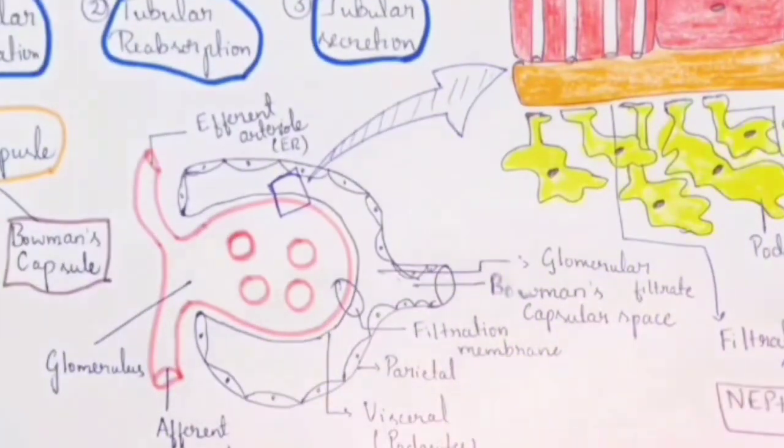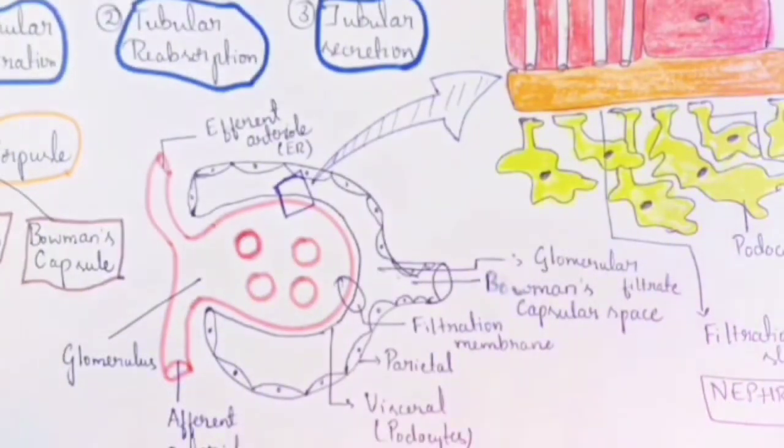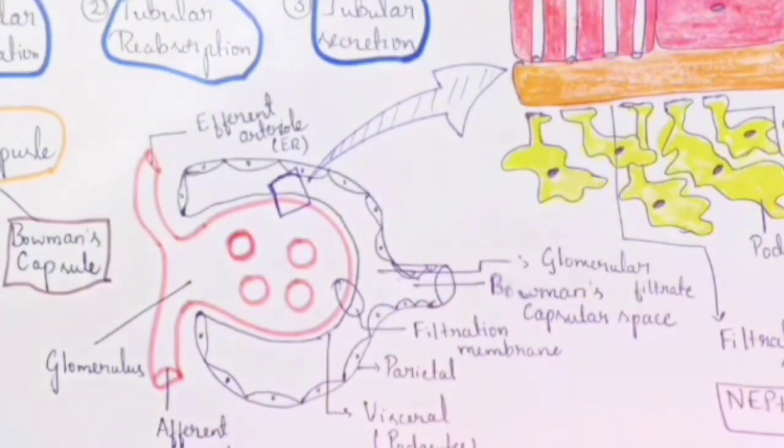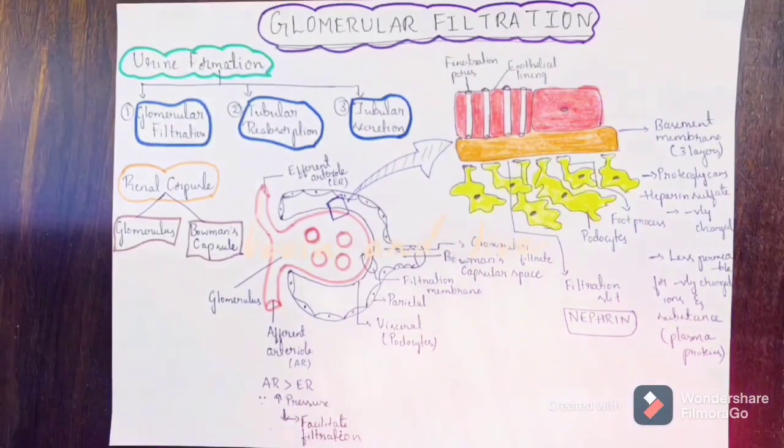And the filtration slit is formed by the gap between the two podocytes, and it is bridged by a protein called nephrin. The foot processes are present next to the basement membrane.